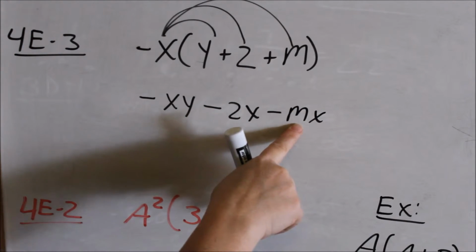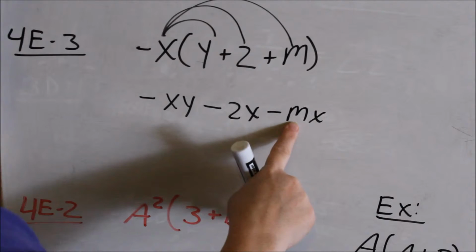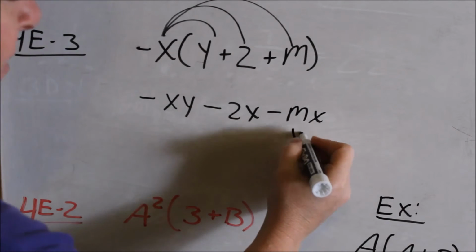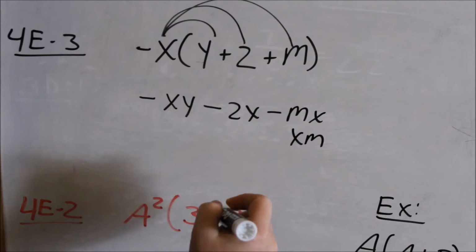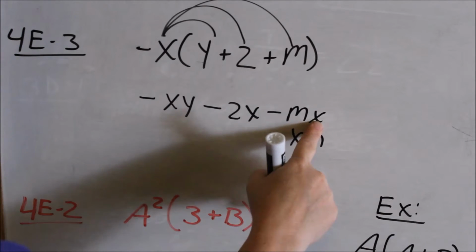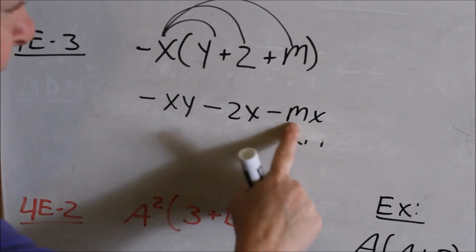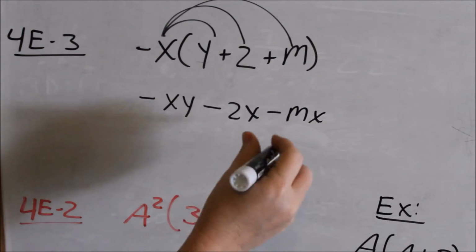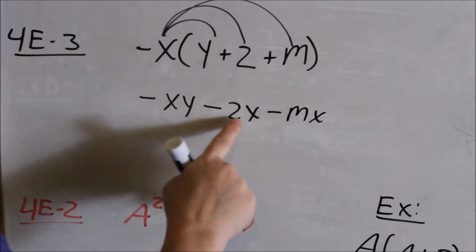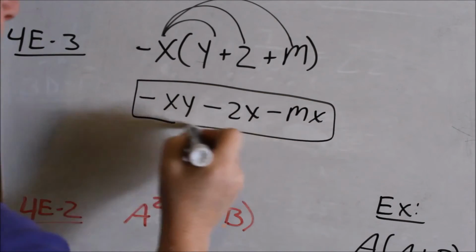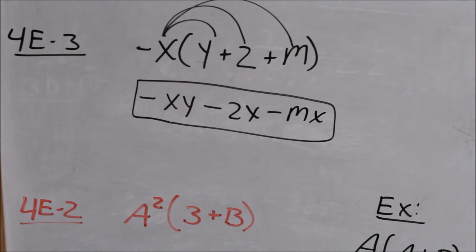In algebra, it's usually best if you can write your letters alphabetically. So m is written before x. xm is not wrong because m times x is the same thing as x times m. That is the commutative property. And we cannot combine any of these terms because they are not exactly alike. And so this would be your final answer.